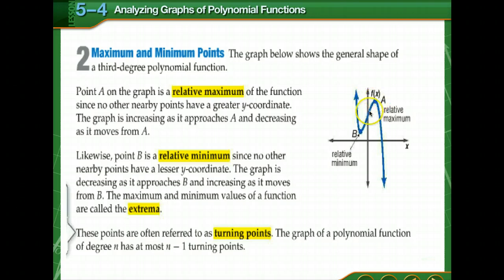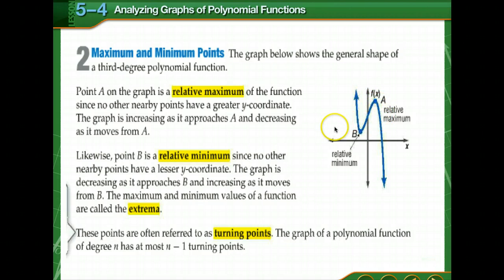Now the maximum and minimum, if you're referring to both of them, are known as the extrema. These are also known as turning points. See, this is where the graph turns and changes direction. So point A on the graph is a relative maximum of the function since no other nearby points have a greater y coordinate. The graph is increasing as it approaches A, and it decreases as it moves away from A.